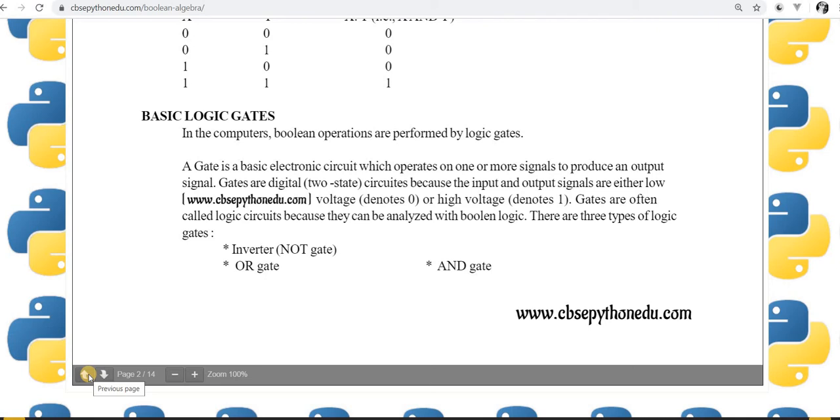In this video, we'll talk about basic logic gates of Boolean algebra. Okay, so there are three types of logic gates. First one is NOT, second is OR, and third is AND. Okay, NOT gate, OR gate, and AND gate, just like the operators. Okay, let's find out.